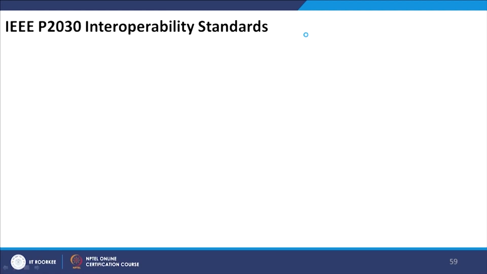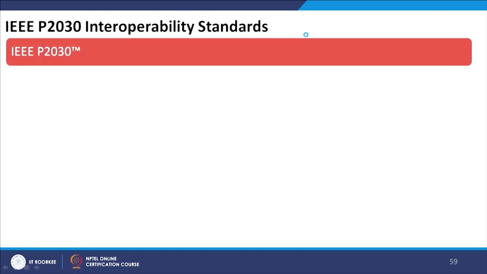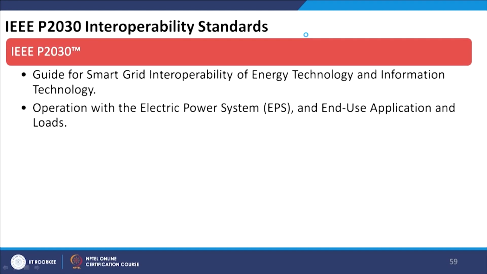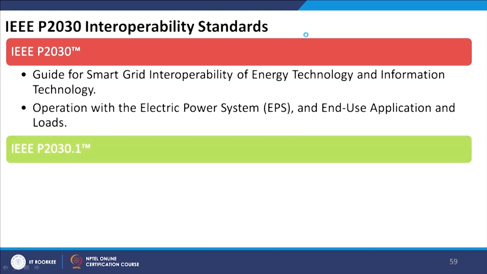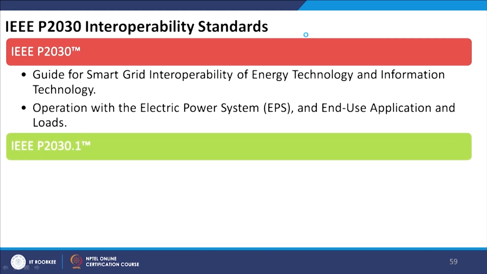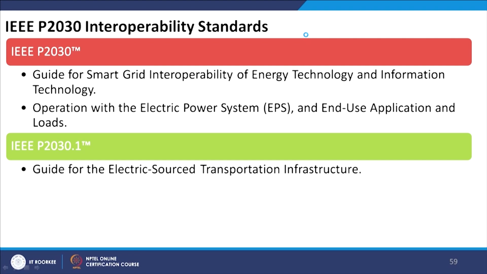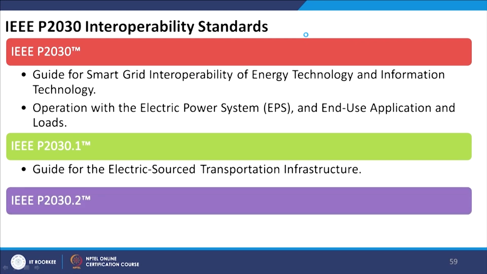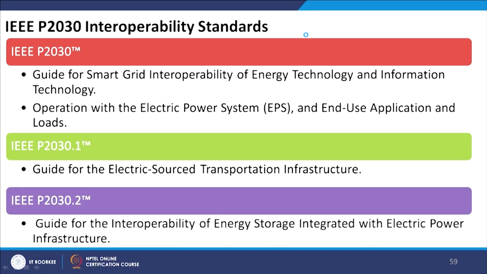IEEE 2030 interoperability standards: IEEE 2030 guide for smart grid interoperability of energy technology and information technology, operation with electric power system and end use applications and loads. IEEE 2030 version 1 guide for the electric sourced transportation infrastructure. IEEE 2032 guide for the interoperability of energy storage integrated with electric power infrastructure.